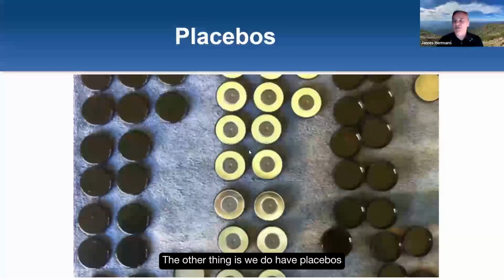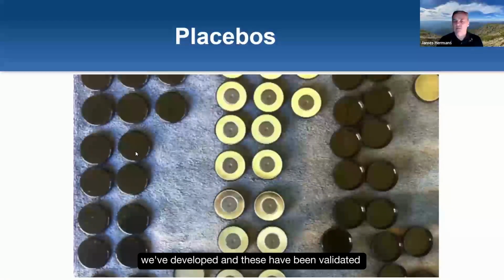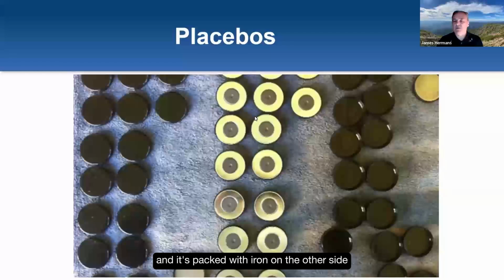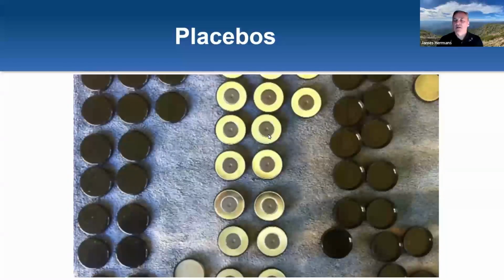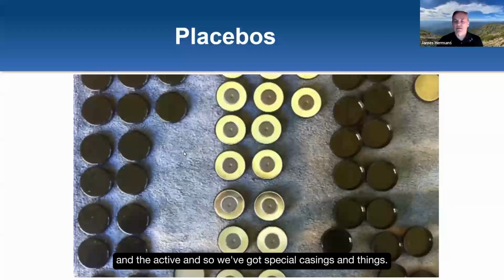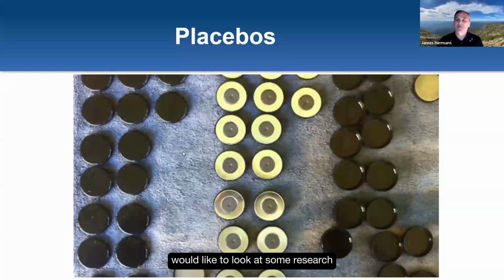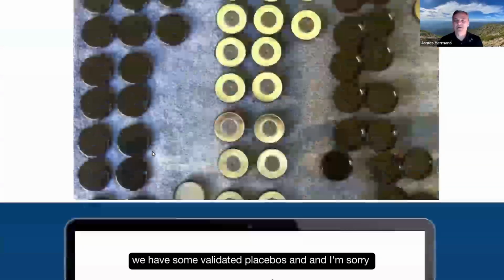So the other thing is we do have placebos we've developed, and these have been validated with a small magnet on the back for the placebo, and it's packed with iron on the other side, and the active, and so we've got special cases and things. So if anyone there is involved in research, would like to look at some research, we have some validated placebos.